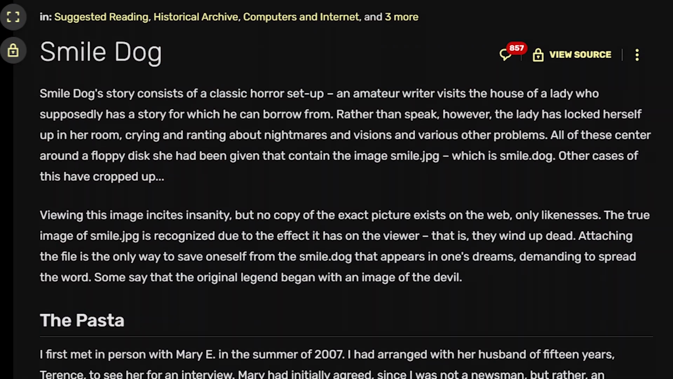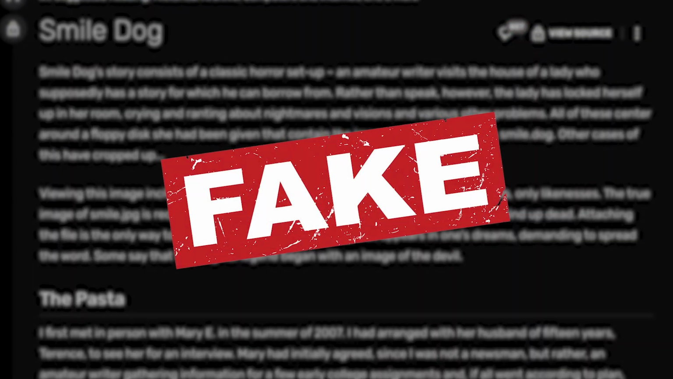In short, this legend can officially be called a fake. On the other hand, not everything about it was completely fabricated. I can easily believe that for some time, there were actually real emails containing photos of Smile Dog. Would you like to receive one?